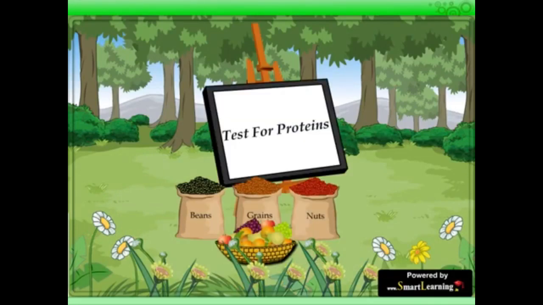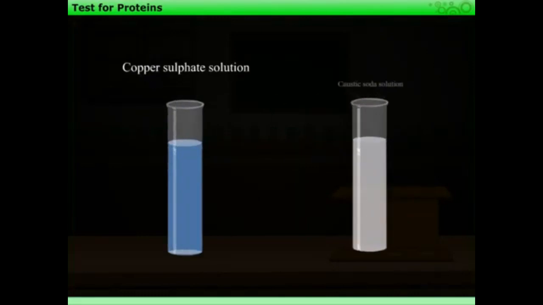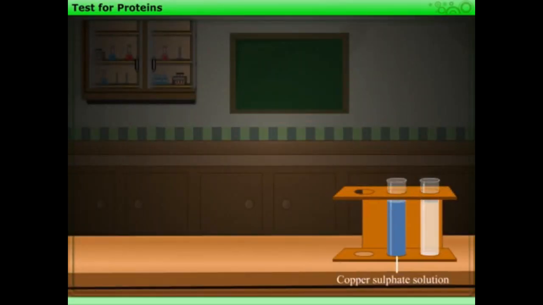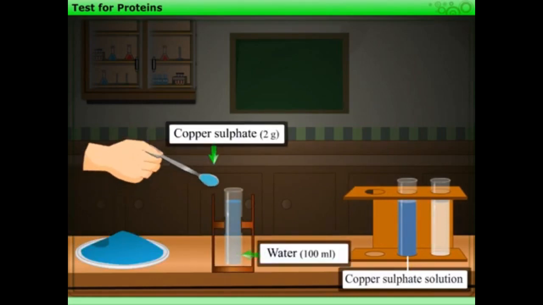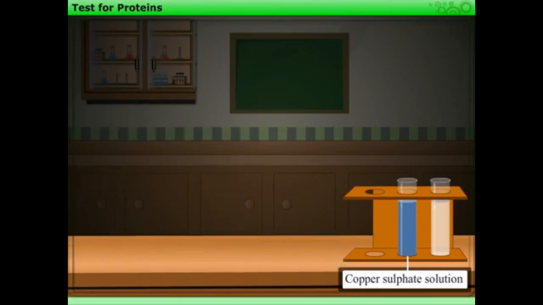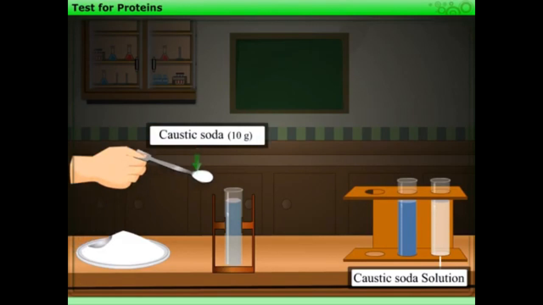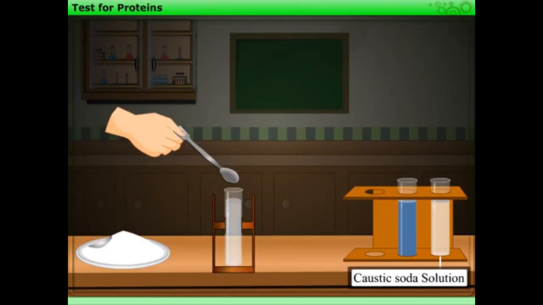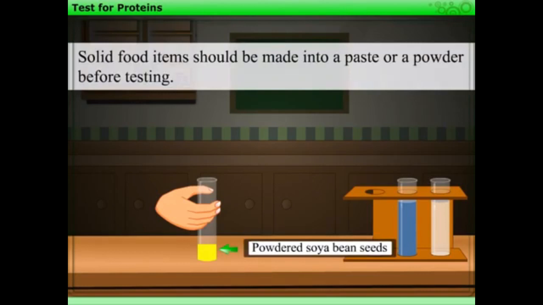Test for proteins. For carrying out the test for protein, we need two solutions, namely copper sulfate and caustic soda. Copper sulfate solution can be prepared by dissolving 2 gram of copper sulfate in 100 ml of water. Caustic soda solution is prepared by dissolving 10 gram of caustic soda in 100 ml of water. Take a small quantity of a food item, for example, uncooked soya bean seeds. Note that solid food items should be made into a paste or a powder before testing.